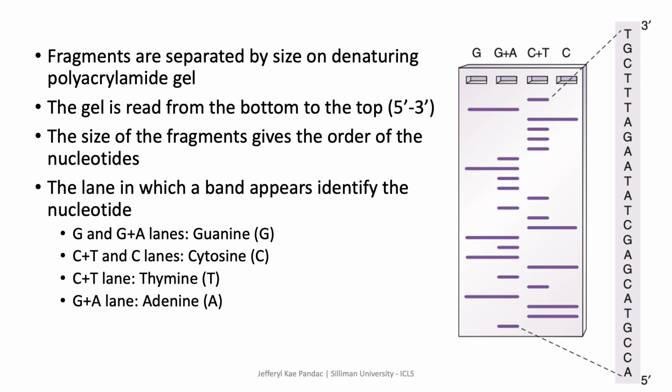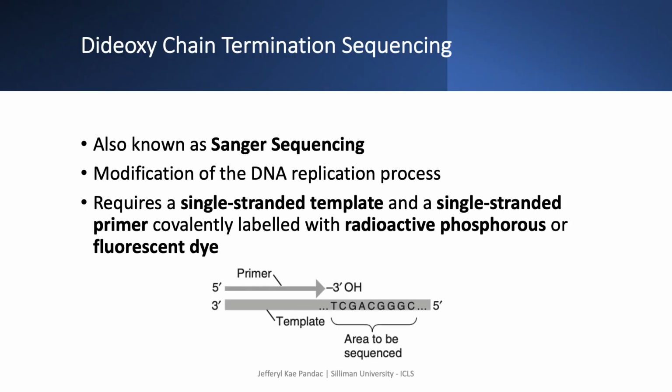The next direct sequencing format that I will be talking about is dideoxy chain termination sequencing, otherwise known as Sanger sequencing. This format is a modification of the DNA replication process. Manual dideoxy sequencing requires a single-stranded version of the fragment to be sequenced or the template.